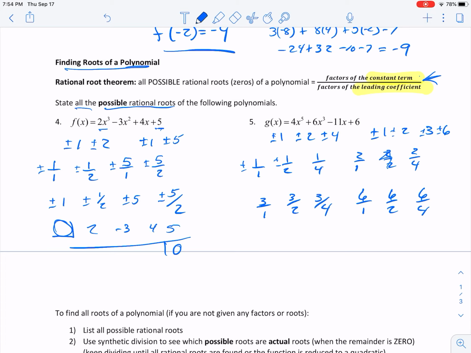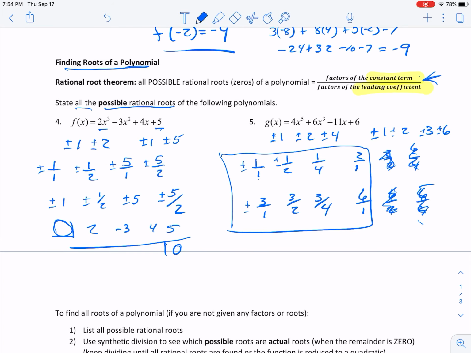Like this is a 1. We already got 1 right there. 2 over 4 is a half. I already got a half. 6 over 2 is 3. I already got that. This is 3 over 2. Okay? It narrows down your choices. So your answers are these with a plus or minus in front of all of them.